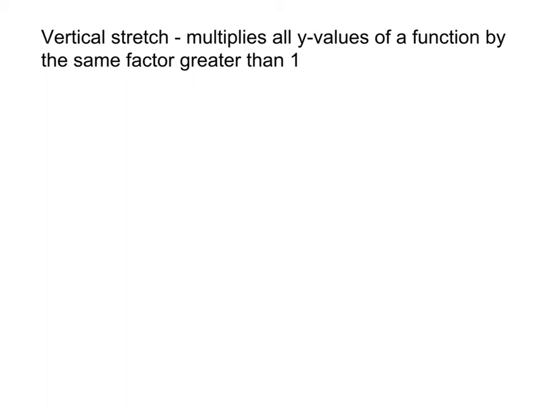A vertical stretch is going to stretch your parent graph up and down by multiplying all of your y values by the same number, and that number has to be greater than 1. So again, if we start with our parent function f of x, this time it is being multiplied by a number, and over here that number has to be greater than 1 for it to be a vertical stretch.